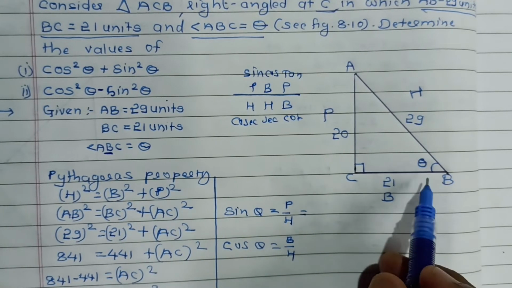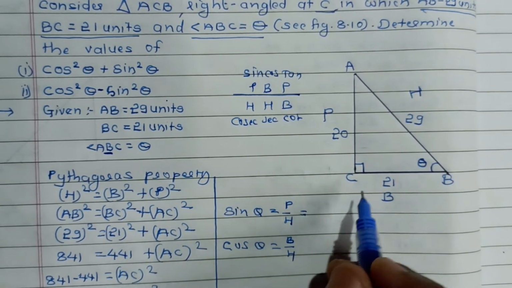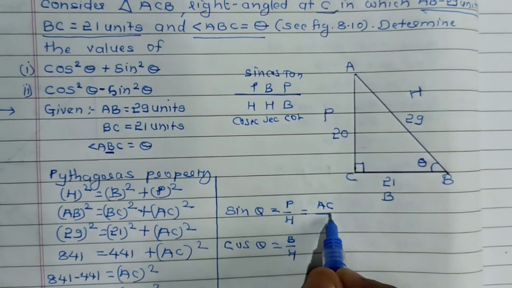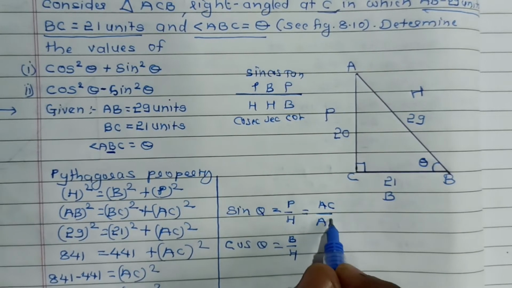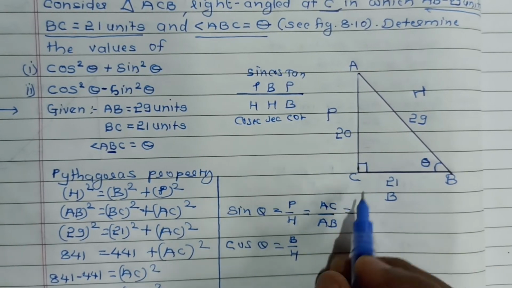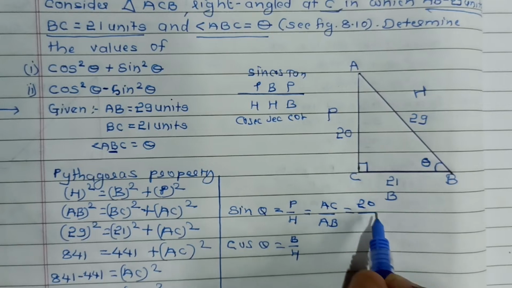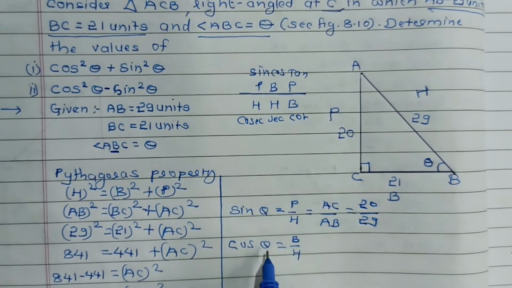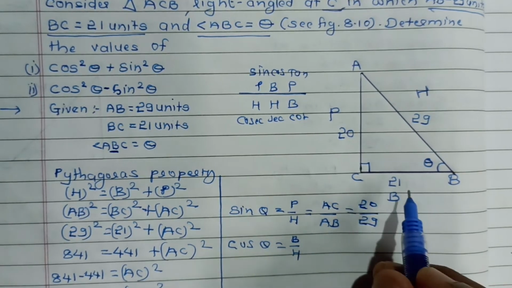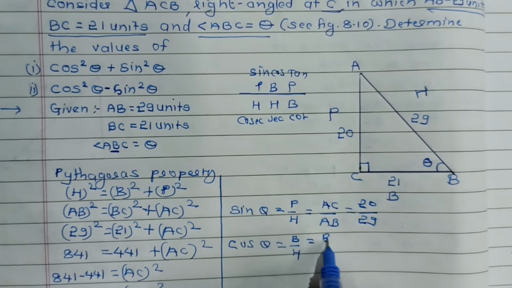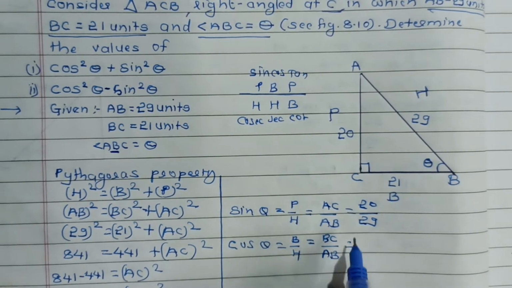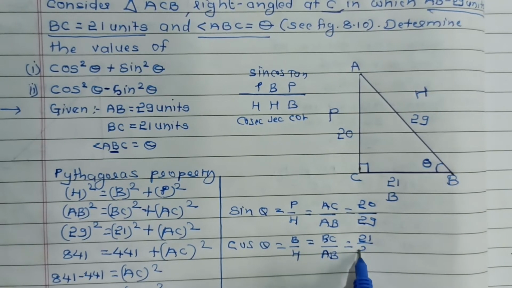Which angle here we have taken? B. So therefore perpendicular of this sin theta is AC. And what is hypotenuse? AB. So AC is how much? 20 and AB is 29. And cos theta, BC and hypotenuse is AB. So BC is how much? 21 divided by AB is 29.